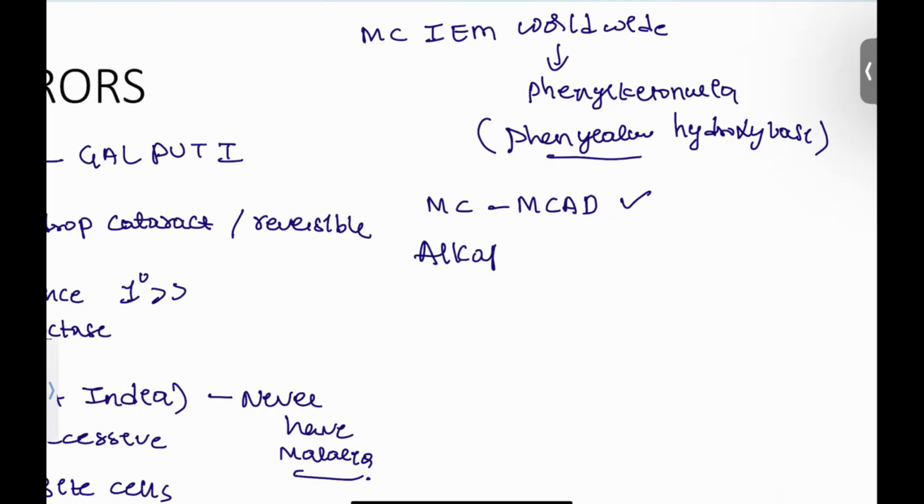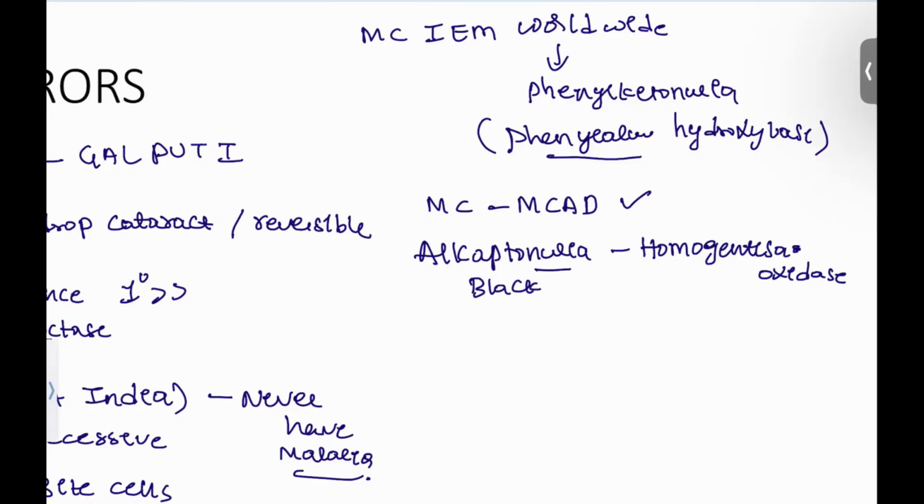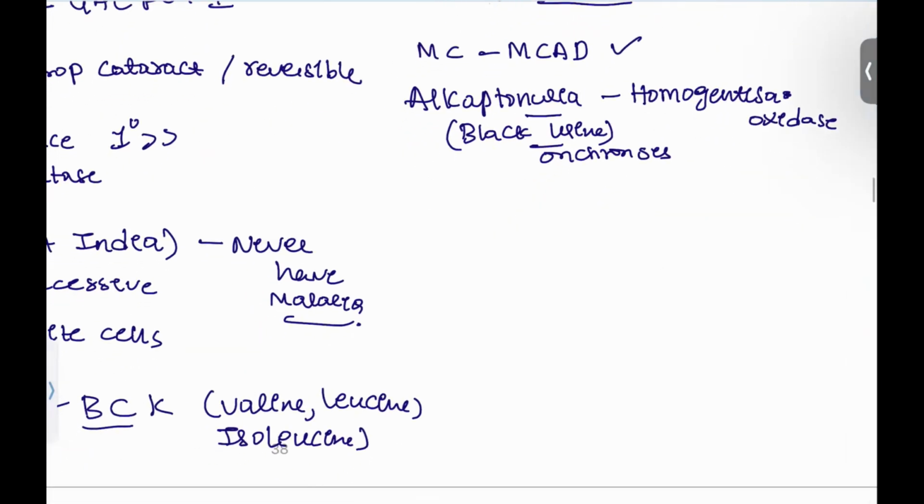So alkaptonuria is the first disease discovered in the inborn errors of metabolism by Garrod. So the scientist Garrod discovered this one. And what is the enzyme that is deficient? Homogentisate oxidase, this is going to be deficient in this patient. Usually this patient will have black urine. That's why it is also known as the black urine disease. And ochronosis: this black pigment is seen in the cornea, pinnae, and other regions also. There is pigmentation that is seen in alkaptonuria patients.